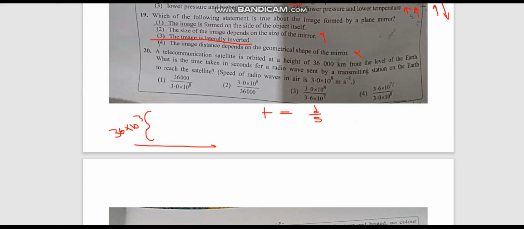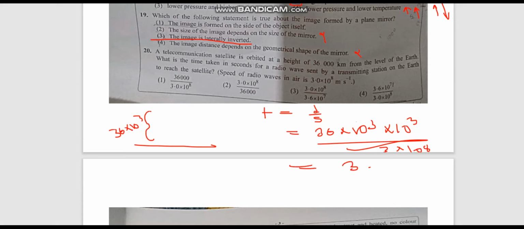So time is equal to distance over speed. Distance is 36,000 kilometers. I am multiplying by 1000 to convert it into meters, over the speed, that is 3 into 10 to the power 8 meters per second. Then you can write the top one as 3.6 into 10 to the power 7 over 3 into 10 to the power 8. Here they are not simplifying, just substituted. Only the answer is preferred. Therefore the answer is the fourth one.